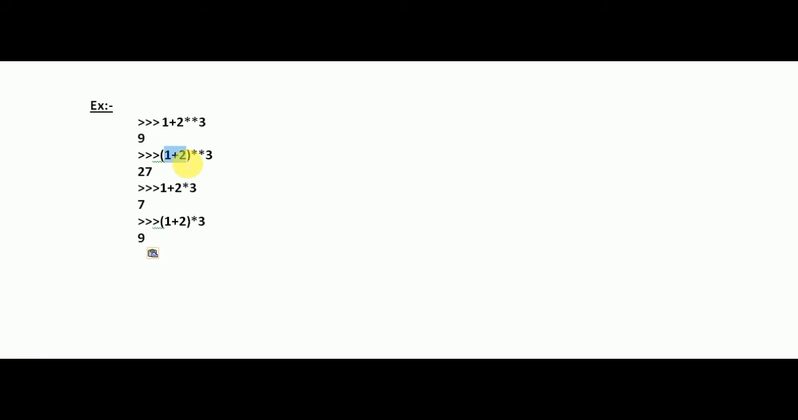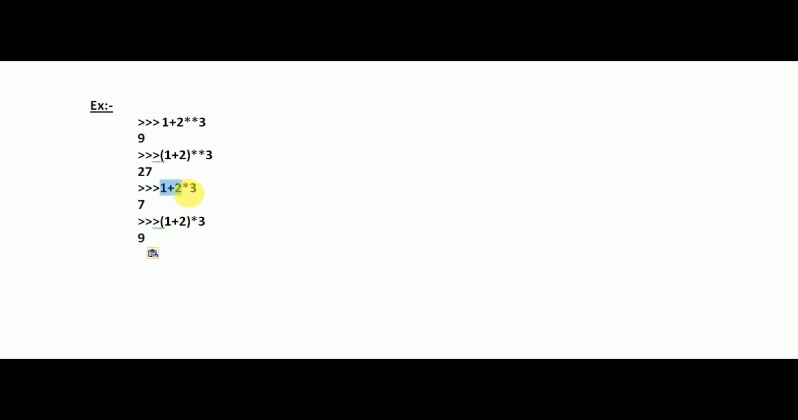Now in this, 1 plus 2 within a bracket, then power 3. So bracket comes before the power. So first we calculate the value inside the brackets. That is 3, and 3 raised to the power 3 means 27.